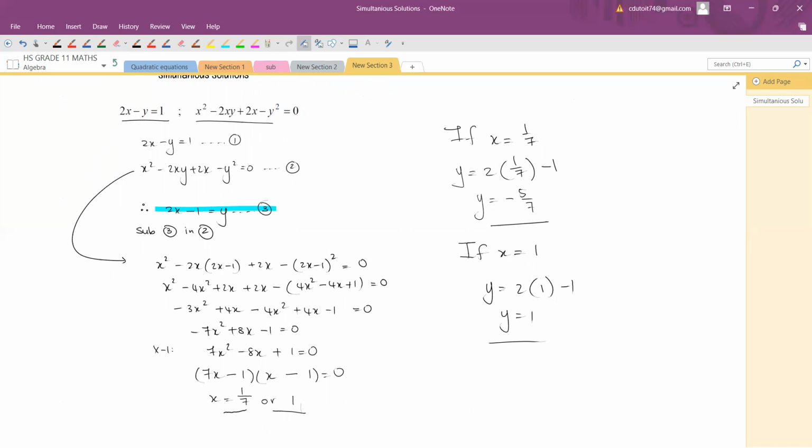So the only thing I need to know is, do you understand what we're doing? We're making x or y the subject of the equation in the easier formula, and then we're just substituting it back into the other equation. It's not difficult, is it? No. Okay, let's do another one.